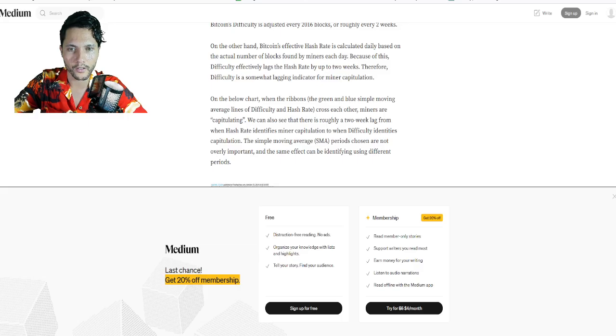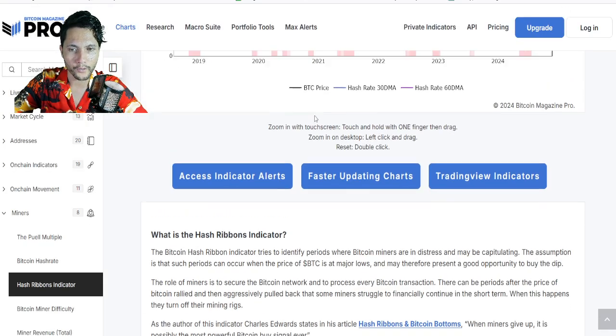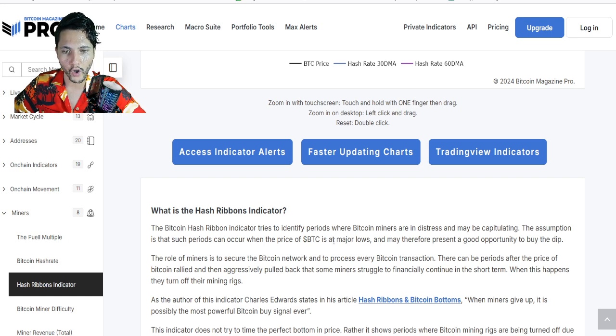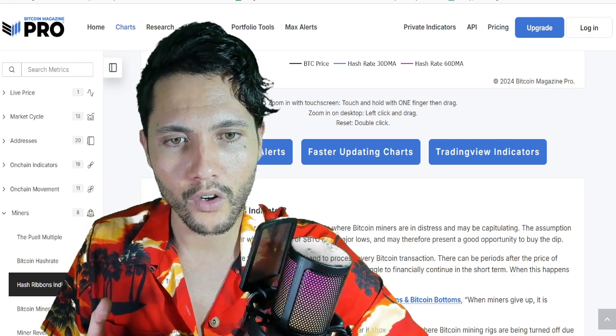So I'll just quickly let this article do some of the hard work for me. I'll just read the first sentence before I explain it in more detail. The Bitcoin hash ribbon indicator tries to identify periods where Bitcoin miners are in distress and may be capitulating. The assumption is that such periods can occur when the price of Bitcoin is at major lows and may therefore present a good opportunity to buy the dip. So what does capitulating mean? Well, that means a Bitcoin miner has gone ahead and decided to just shut their mining rig off, right? So why would they do that?